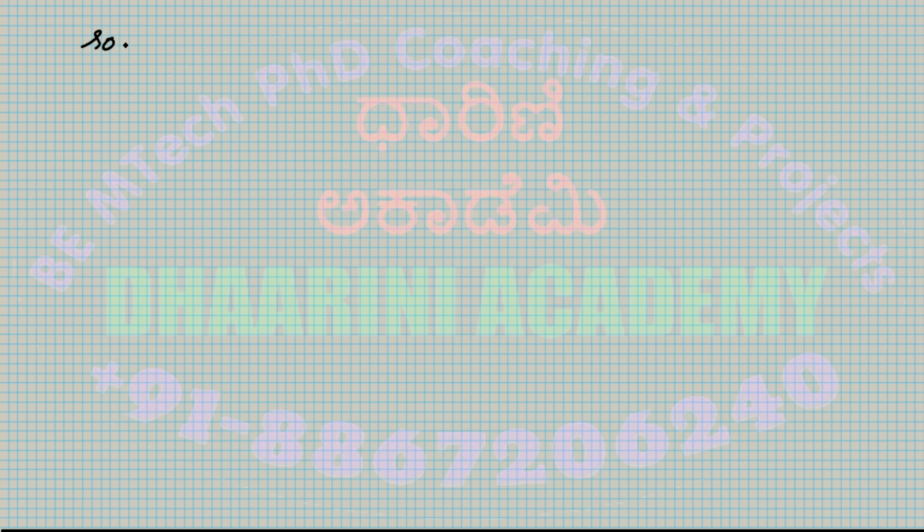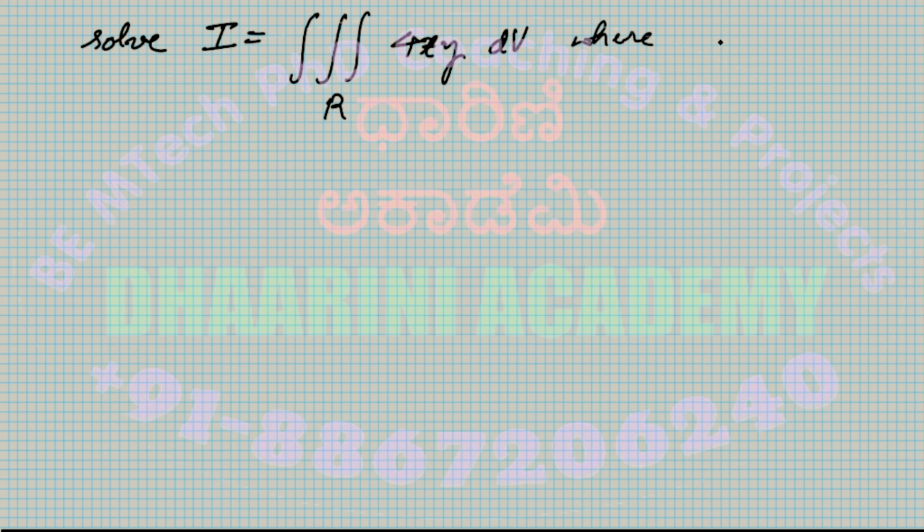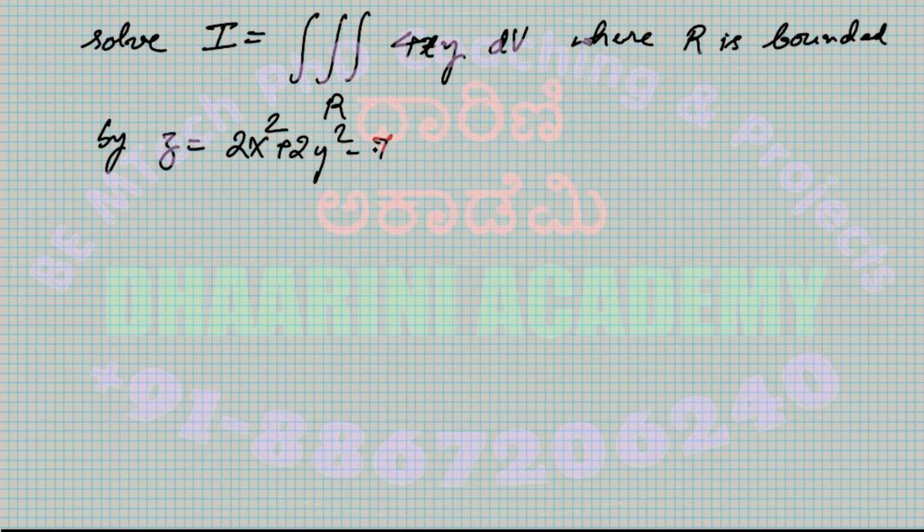Solve the triple integral over a region R of 4xy dv, where R is bounded by z equal to 2x square plus 2y square minus 7, and z is equal to 1, by using change of variables.